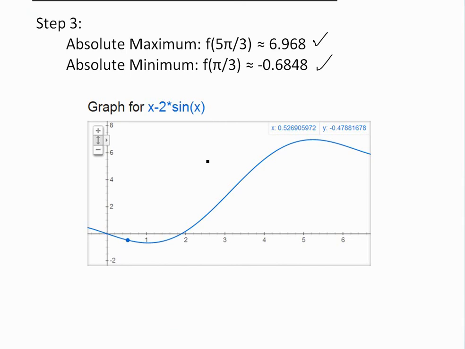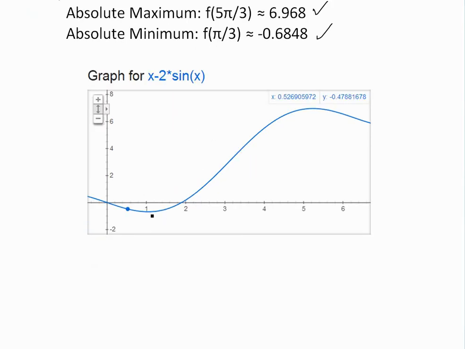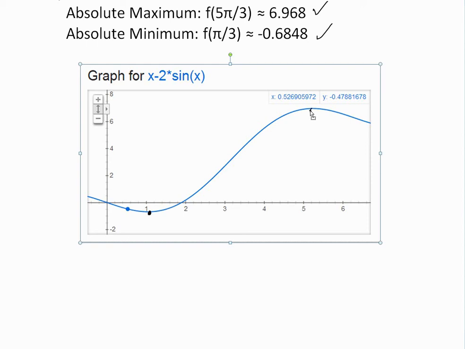And now, as a check of the work, I have graphed the function here with Google Graphing Calculator. As you can see, at pi over 3, which is close to 1, because pi is close to 3, this is the lowest point right here. And at 5 pi over 3, which is close to 5, it's going to be the highest point over here, and it's about 7. This one's a negative value, just a bit less than negative 1 over here. So you see that's the value here, and at the endpoints, it's not the highest or lowest.